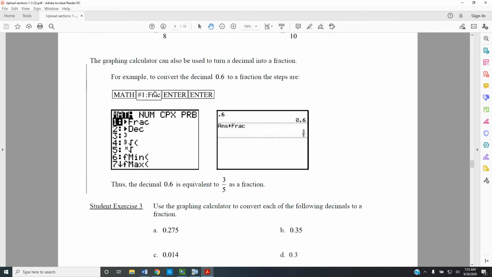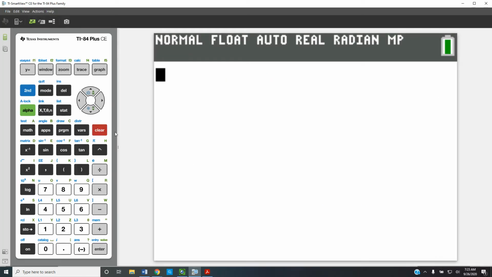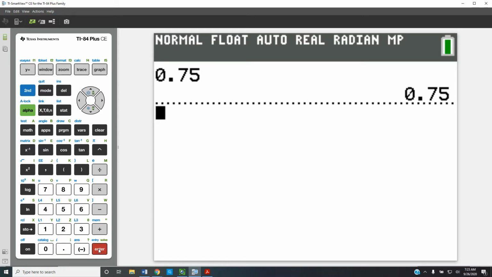It says the graphing calculator can be used to turn a decimal into a fraction. Okay, here are the directions, but I'm going to actually do it for you. Let's say I have a decimal. Take one we know, 0.75. We know that's 3/4. So if I hit enter, and let's say I was working on that and I got that answer for something I was doing, well, I want to convert this.